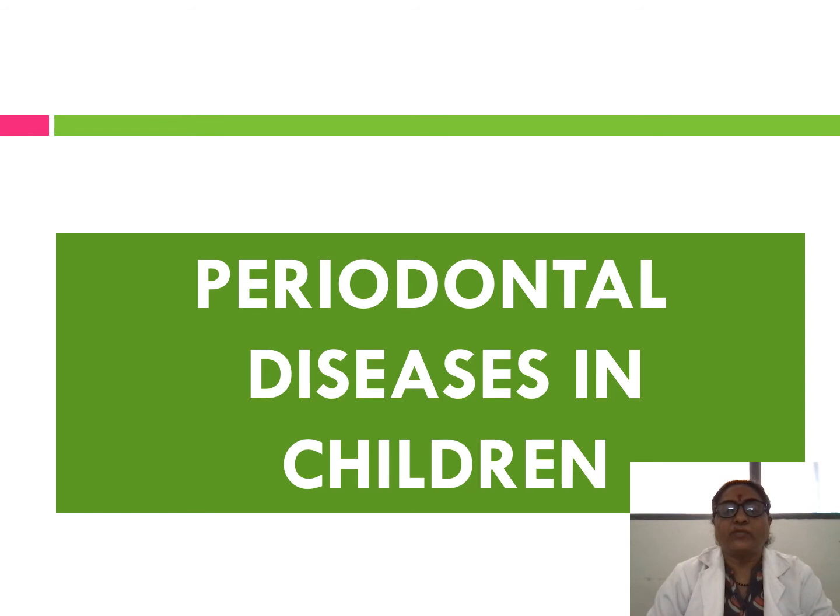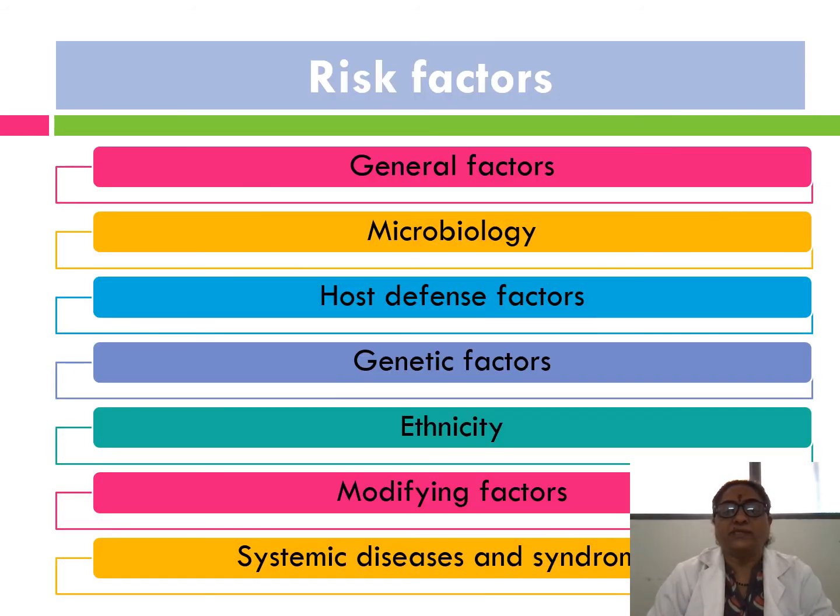Now let us see periodontal diseases in children. The risk factors for periodontal diseases are general factors, microbiology, host defense, genetic factors, ethnicity, modifying factors, and systemic factors. General factors are certain kinds of poor oral hygiene care. Microbiology, where the S. mutans count and the count of that particular bacteria are higher.